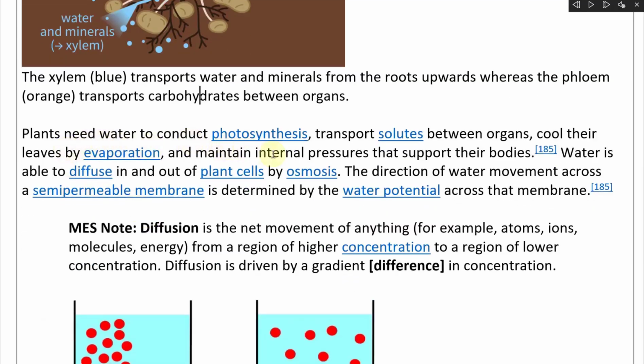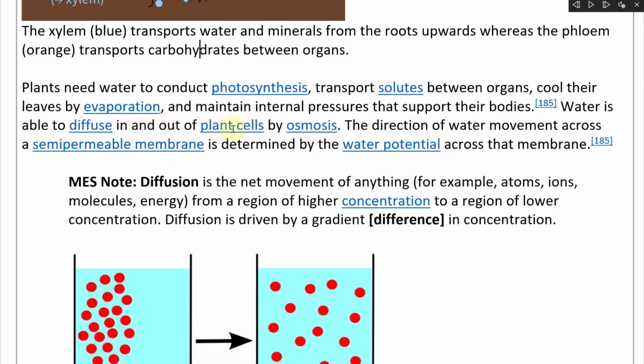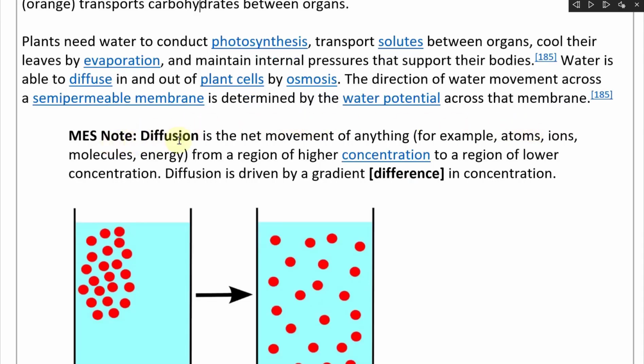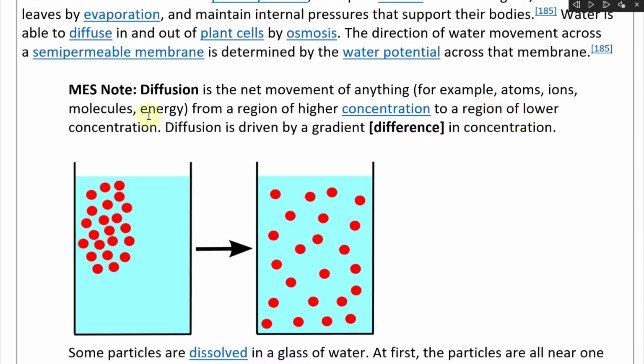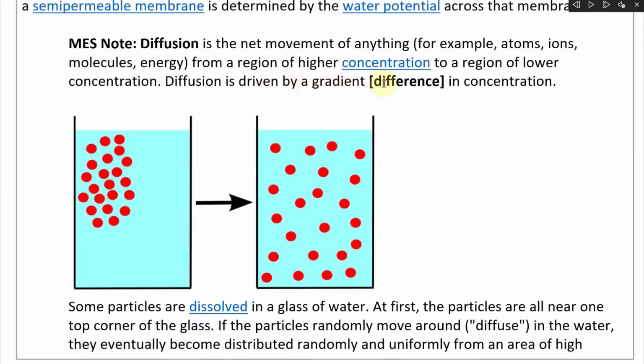So plants need water to conduct photosynthesis, transport solutes between organs. So solutes are stuff inside the solvents, inside the solutions. Between organs, cool their leaves by evaporation and maintain internal pressures that support their bodies. Water is able to diffuse in and out of plant cells by osmosis. The direction of water movement across a semi-permeable membrane is determined by the water potential across that membrane, or water pressure. MES note: diffusion is the net movement of anything, for example atoms, ions, molecules, energy, from a region of higher concentration to a region of lower concentration. Diffusion is driven by a gradient or difference in concentration.